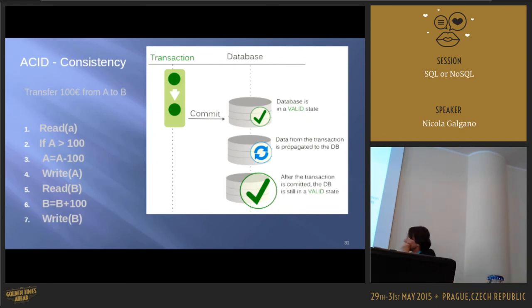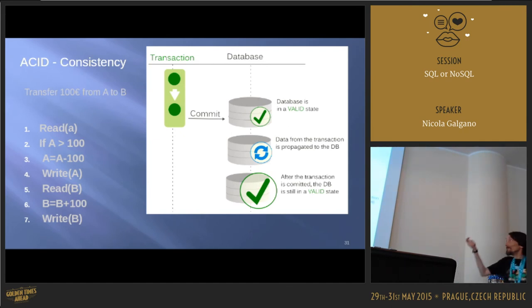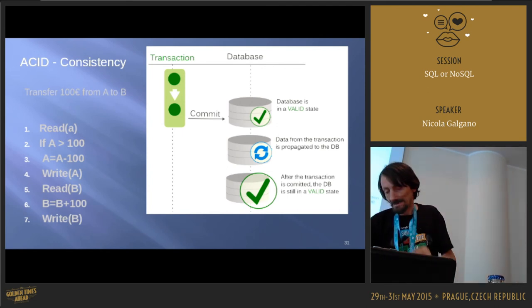Another important property is consistency. As you may know, consistency has a lot of flavors. Very, very many flavors. I'll give you a simple one. Consider that, before the transaction starts, the sum of the A and B accounts is 100. After the transaction commits, that value doesn't change. This is an example, but I have some others.